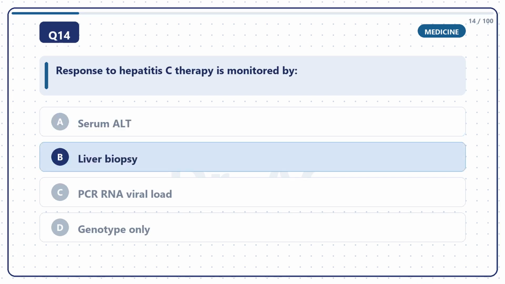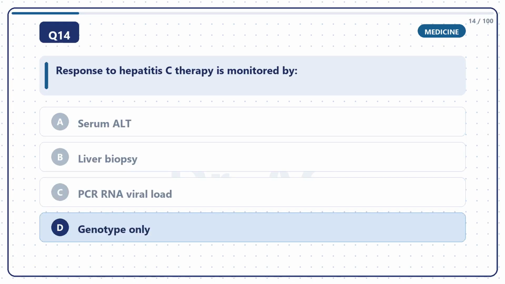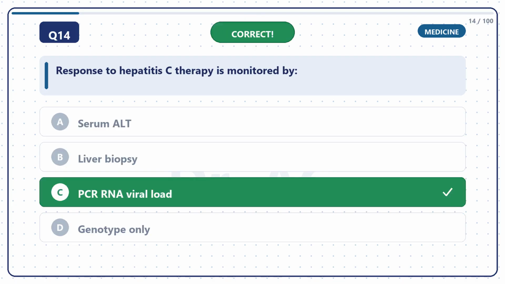Option B, liver biopsy. Option C, PCR RNA viral load. Option D, genotype only. The correct answer is option C, PCR RNA viral load.